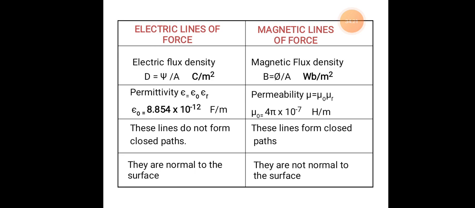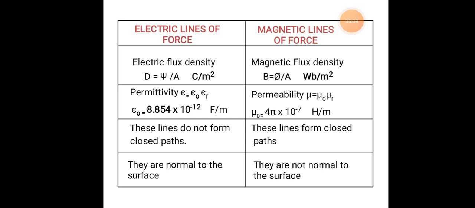In electric lines of force, the permittivity epsilon is made up of absolute permittivity and relative permittivity. Absolute permittivity epsilon naught is equal to 8.854 into 10 power minus 12 farads per meter. Permeability mu is equal to mu naught into mu r, absolute permeability and relative permeability. Absolute permeability mu naught is equal to 4 pi into 10 power minus 7 Henry per meter.